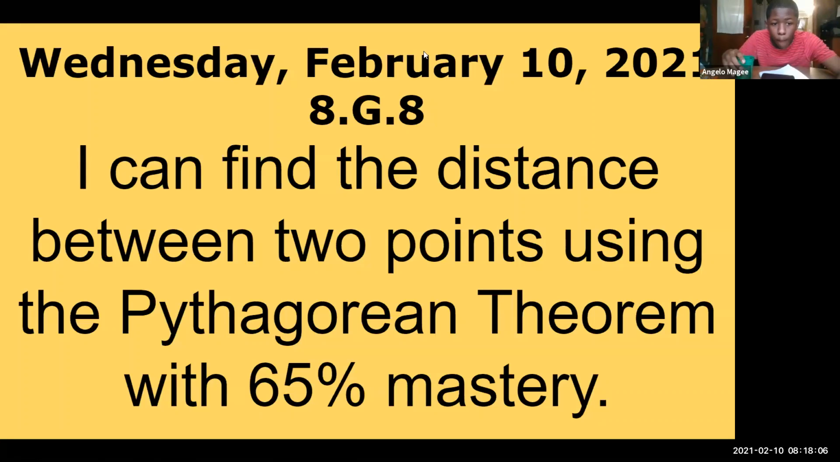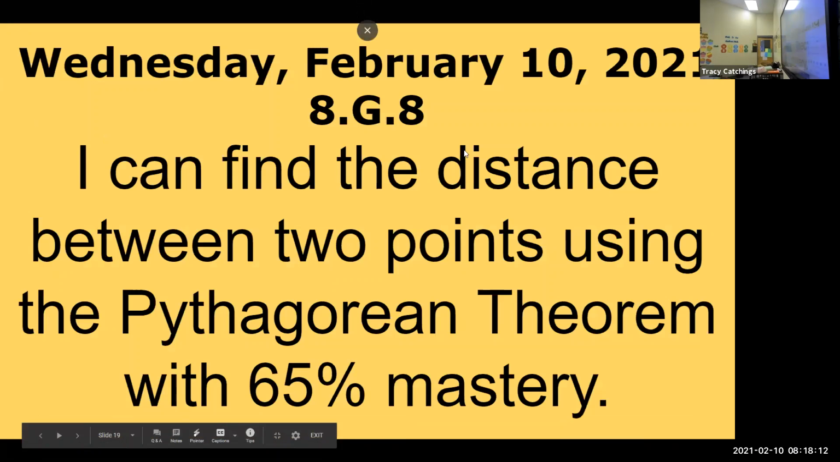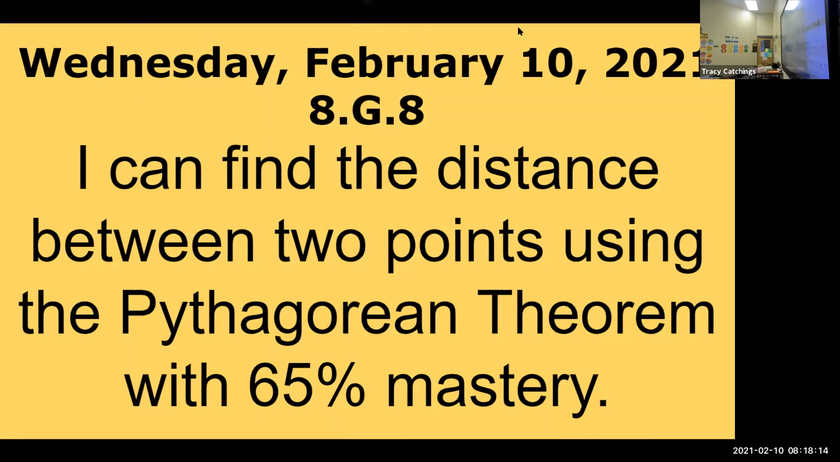20. Great job. The last one was 20. They wanted you to know that square and square root get rid of each other. All right, once again, today is Wednesday, February the 10th, 2021, 8G8. Somebody read that to us.